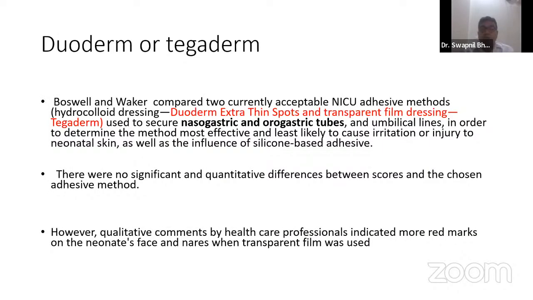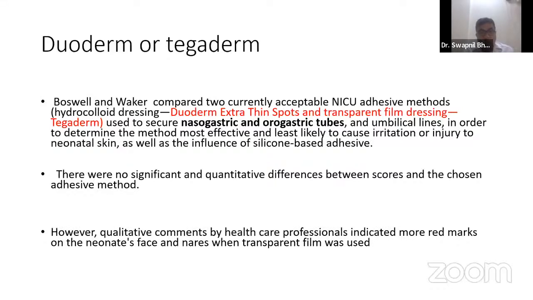Now, which should be used, Duoderm or Tegaderm? Now, Duoderm is a leucoplast, which is being marketed. The Duoderm has an extra thin spot. Now, this thin spot helps in increasing the moisture when you want to remove with saline, in comparison with the transparent film dressing, that is Tegaderm.